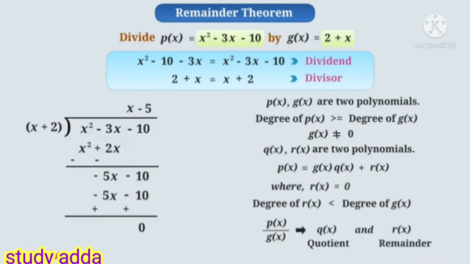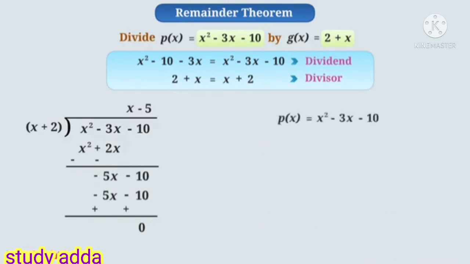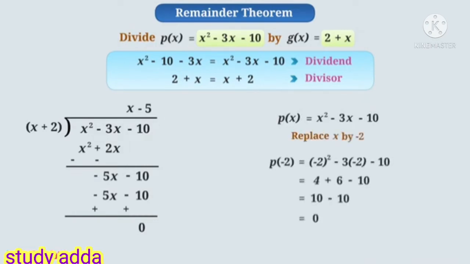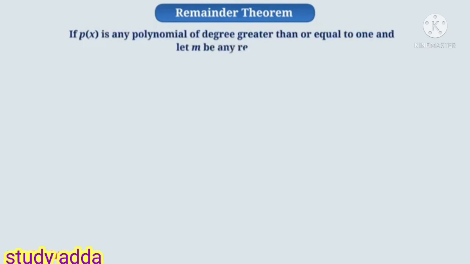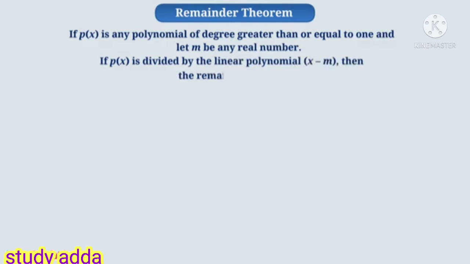Now, in this polynomial p of x, if we replace x by minus 2, then we will get 0. That is, the remainder obtained on dividing both these polynomials is same as the value of the polynomial at minus 2. This fact is generalized in the form of a theorem called remainder theorem, which states that if p of x is any polynomial of degree greater than or equal to 1 and let m be any real number, if p of x is divided by the linear polynomial x minus m, then the remainder is p of m.